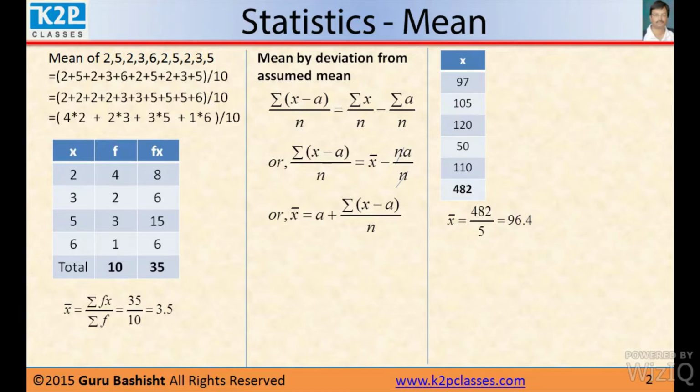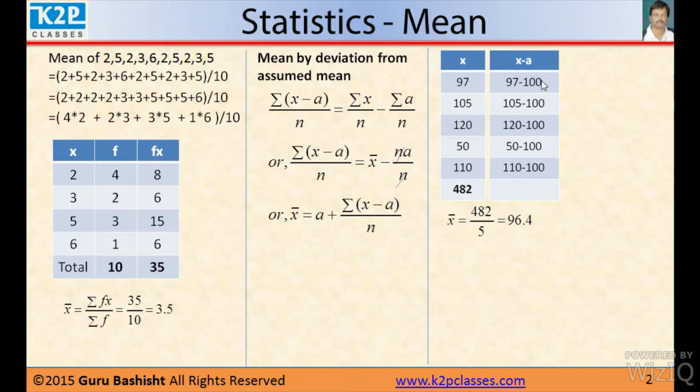Now we are trying to solve this problem by the deviation method, deviation from assumed mean. Let us assume that the mean is 100. So what will we do? We will subtract 100 from each number, that is x minus a. Then this is d, the deviations. So 97 minus 100 is minus 3. Then the deviations are 5, 20, minus 50, 10. If you add all the deviations, it becomes minus 18.